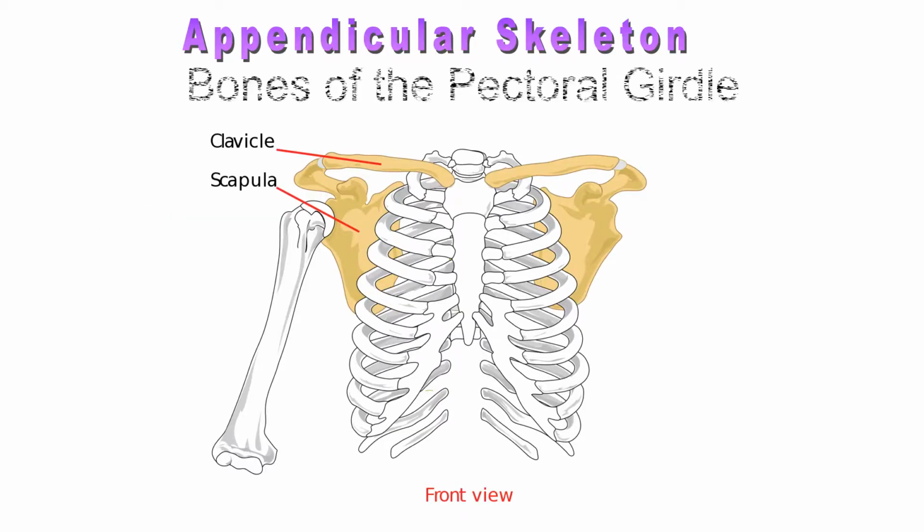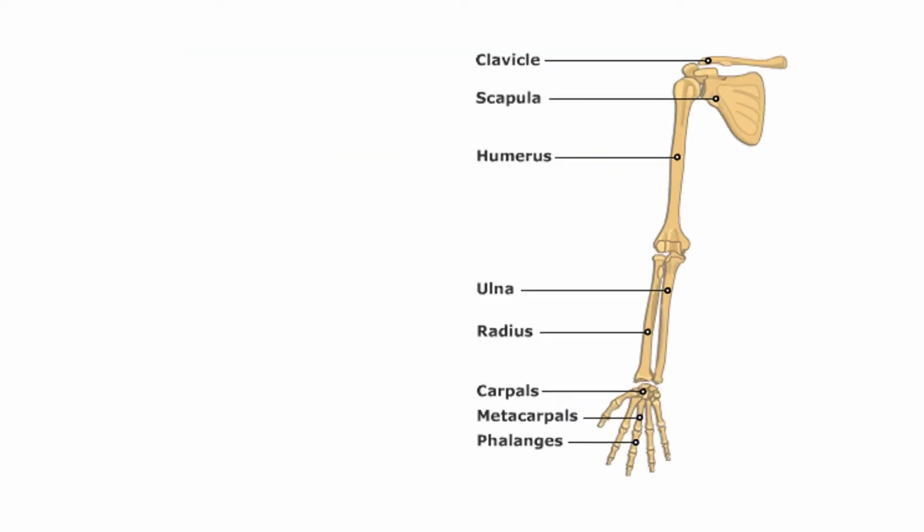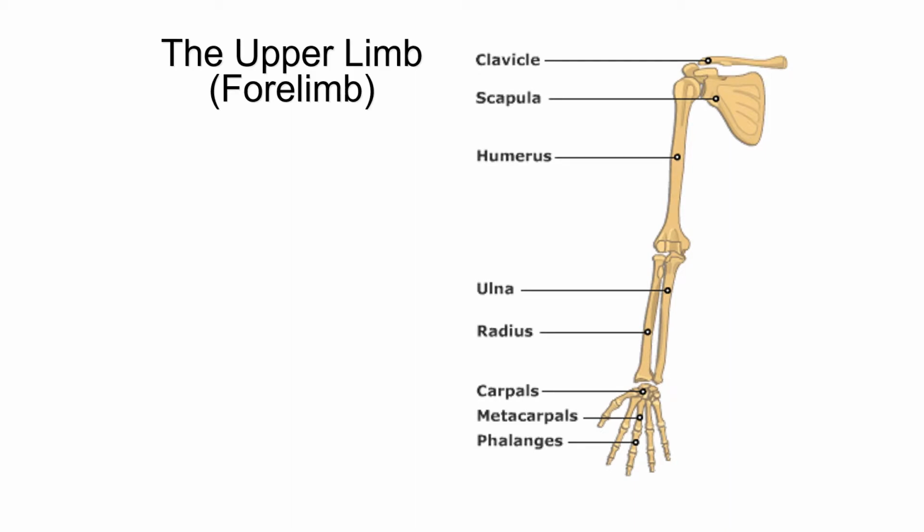All right, this is known as the bones of the girdle, the pectoral girdle. You have the clavicle. All right, so that's the clavicle. And then you have the scapula. I'll tell you, you might call it the shoulder blade. All right, the upper limb: clavicle, scapula, humerus.